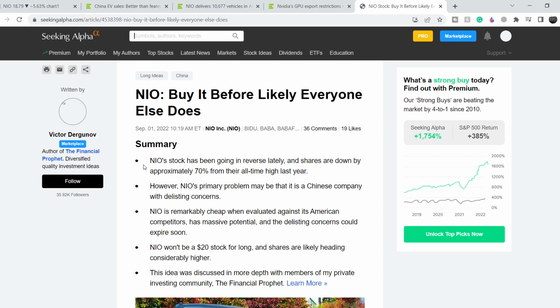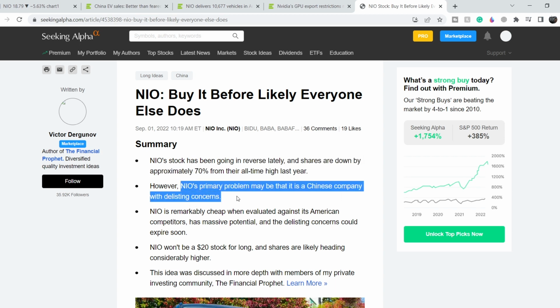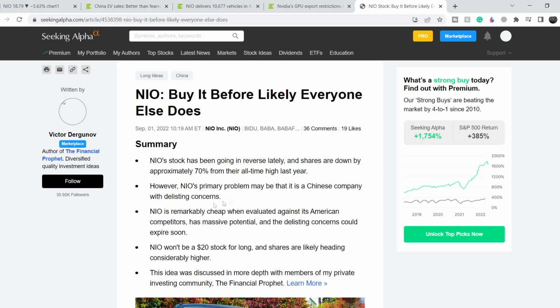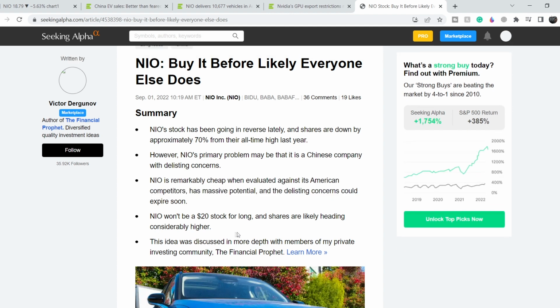NIO's stock has been going in reverse lately, and shares are down by approximately 70% from their all-time high last year. However, NIO's primary problem may be that it is a Chinese company with delisting concerns. NIO is remarkably cheap when evaluated against its American competitors, has massive potential, and the delisting concerns could expire soon. NIO won't be a $20 stock for long, and shares are likely heading considerably higher.